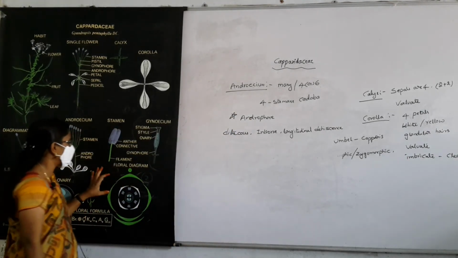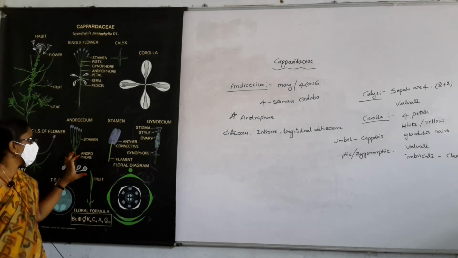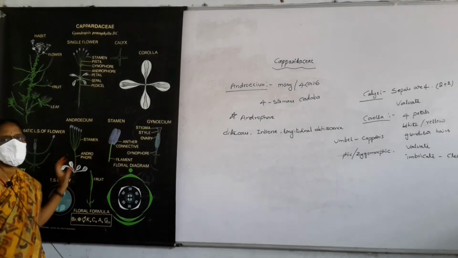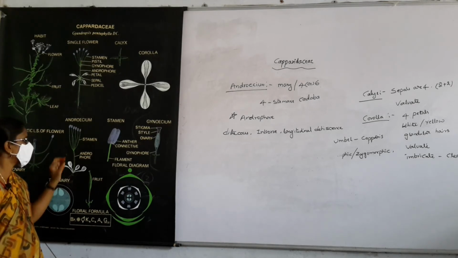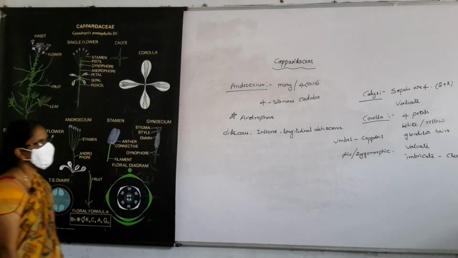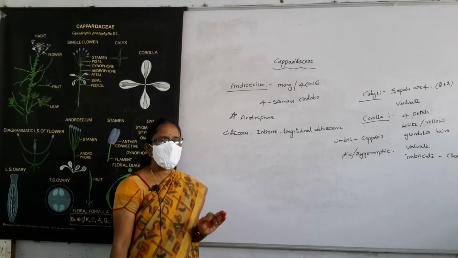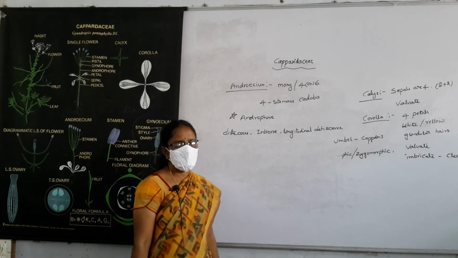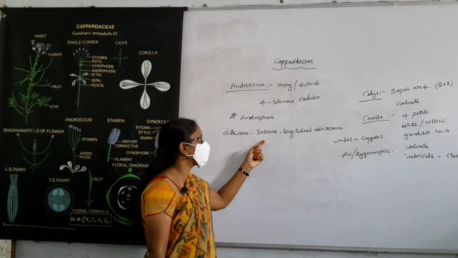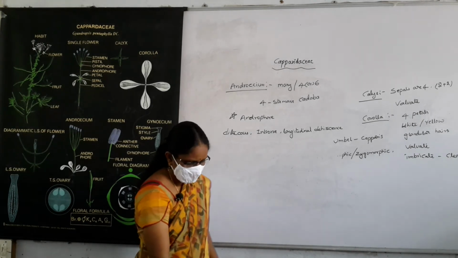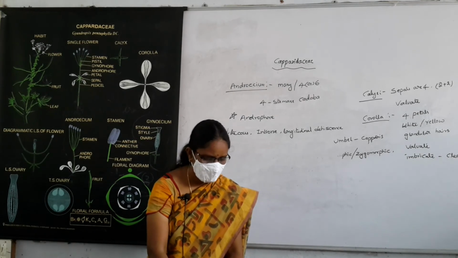The androphore is present in the Capparidaceae family. In this family, the stamens are very long compared to the petals. Stamens are longer than the petals, and this is the androecium. 4 or 6 or many stamens are present. The androphore is also present. The anthers are dithecous, introrse, with longitudinal dehiscence. And next is the gynoecium.